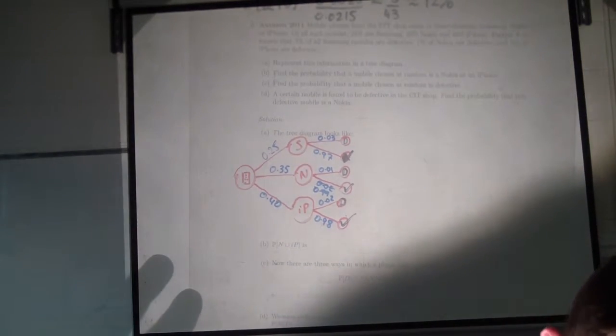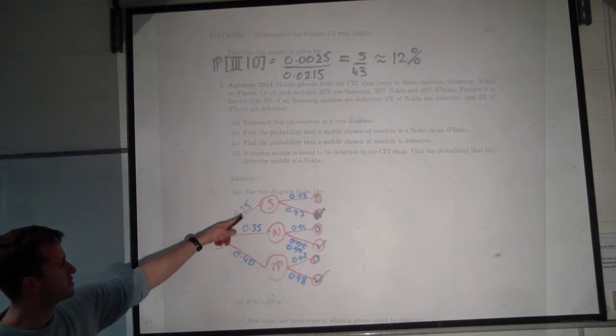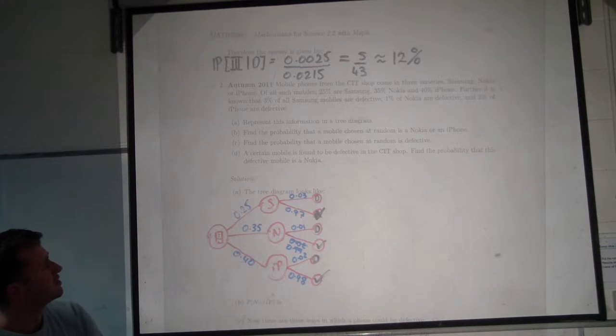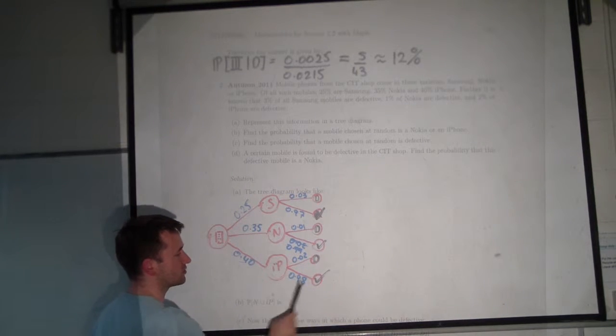Okay, so jumping ahead to page 101. This is where we were last week. So this tree diagram often comes up in question 1. So we have a starting situation, we have a random phone. We know 25% are Samsung, 35% are Nokia, 40% are iPhone. They should add up to 100, and they do. And then we've got the phones are either defective or good, defective or good, defective or good.